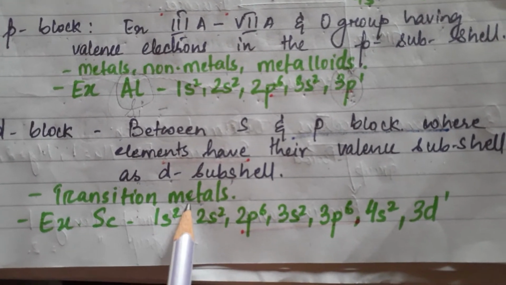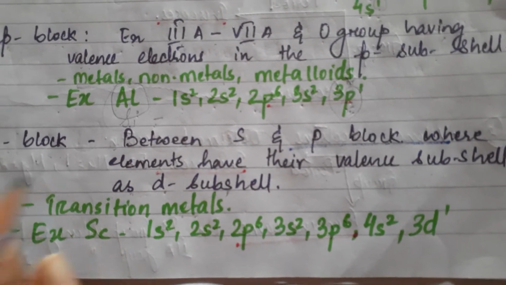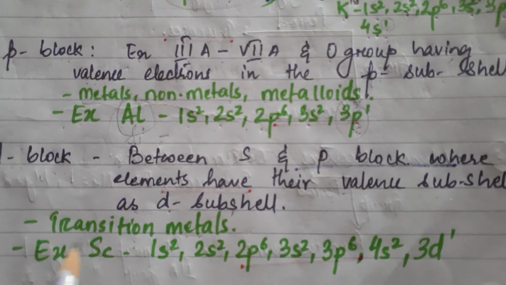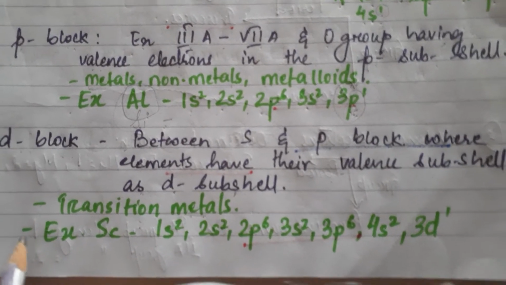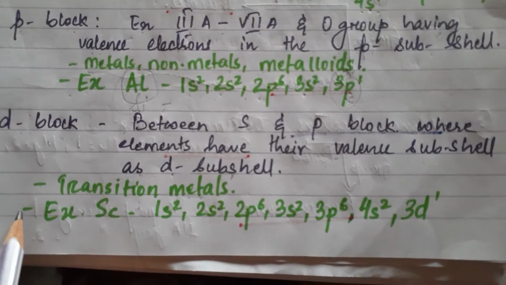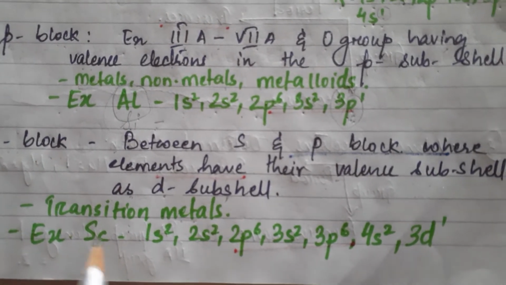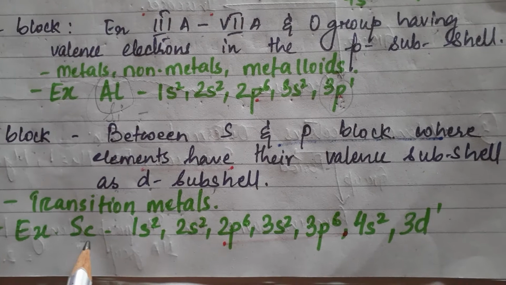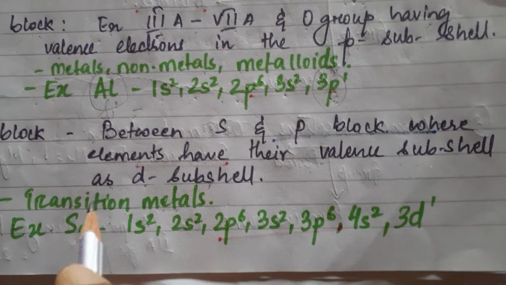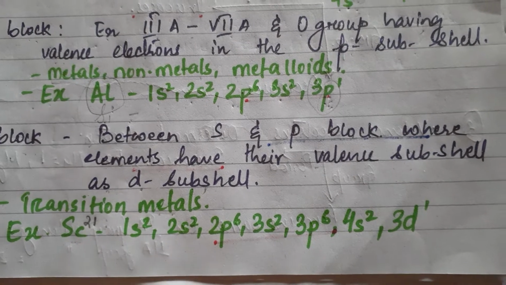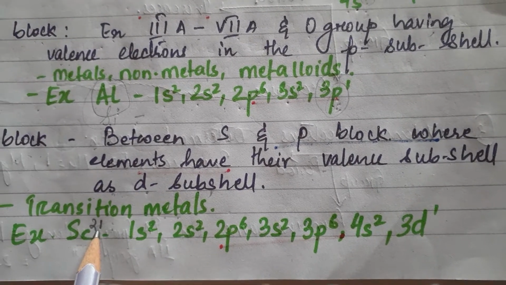These are transition elements, that means these have the property of the S and some property of the P, so they are known as transition elements, or transition metals. For example, for better understanding about D block, we'll look at one element. This is scandium, Sc. The atomic number of scandium is 21. It comes after calcium.